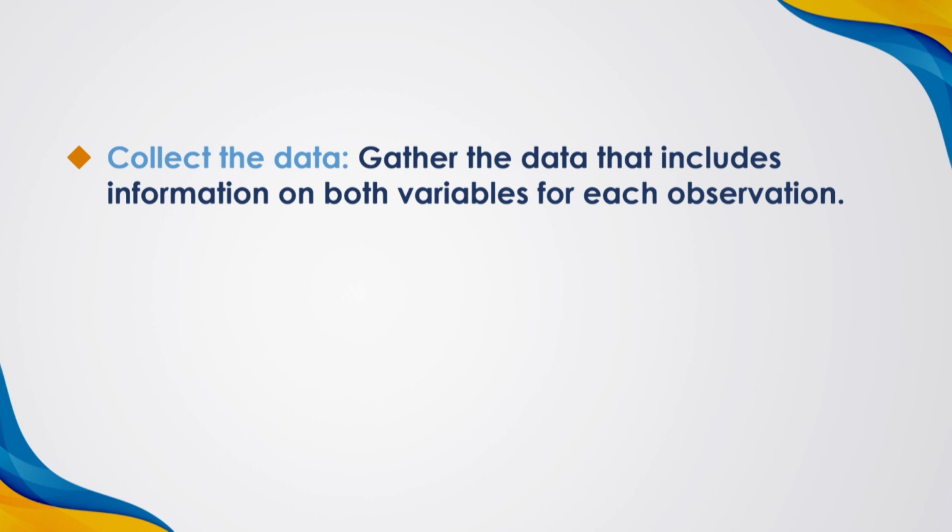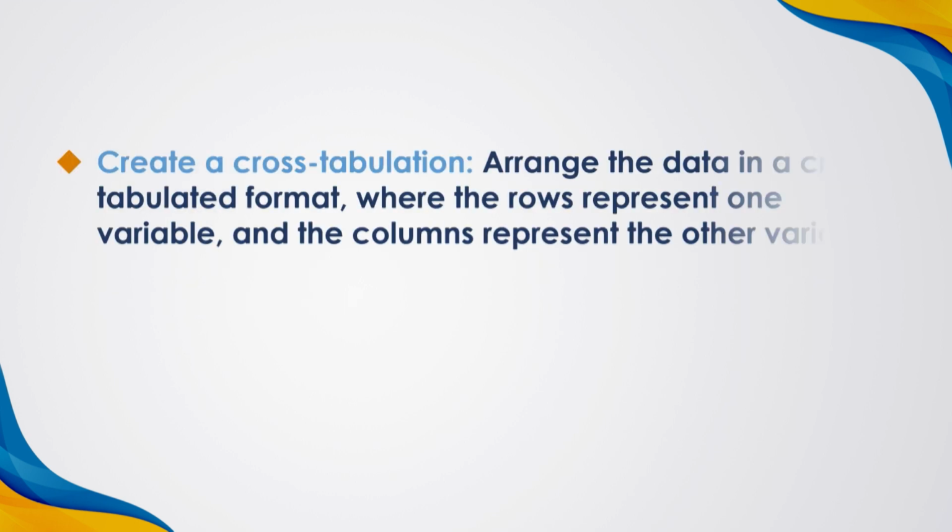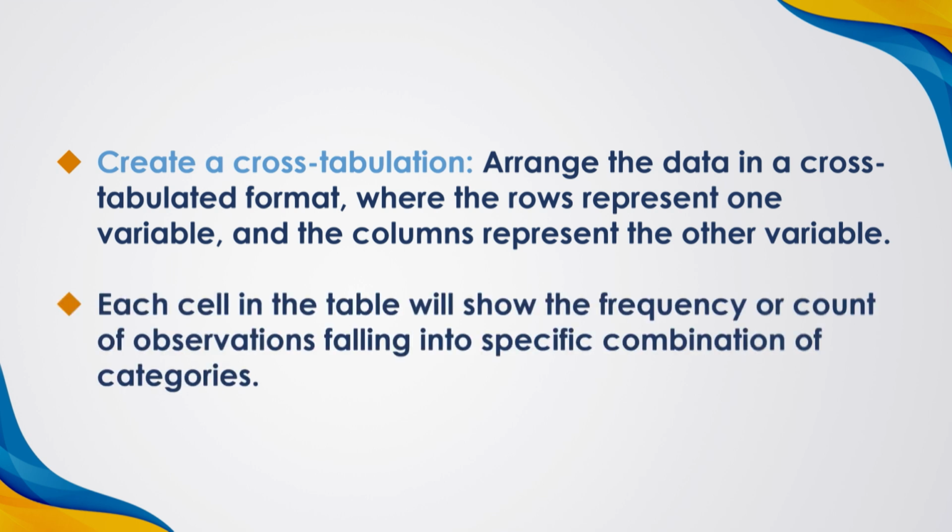The next thing is to collect the data, that includes information on both the variables for each observation. Ensure that you have complete and accurate data for both the variables. Let us go for creating a cross tabulation. Arrange the data in a cross tabulated format, which you can see as an example further, where the rows represent one variable and the columns represent the other variable. Each cell in the table will show the frequency or count of observations falling into a specific combination of categories.